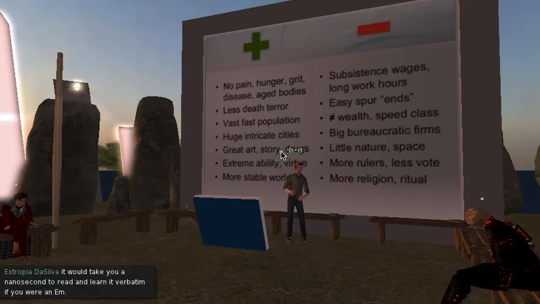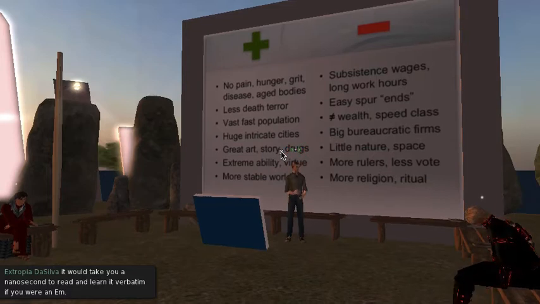They do have bigger bureaucratic firms. There's probably less nature, which may be destroyed, and less space travel. They'll have less democracy and perhaps more religion or ritual. These are some of the pluses and minuses. And so that's my talk. Of course, I have a lot more I can say, but I'd rather respond to your questions.